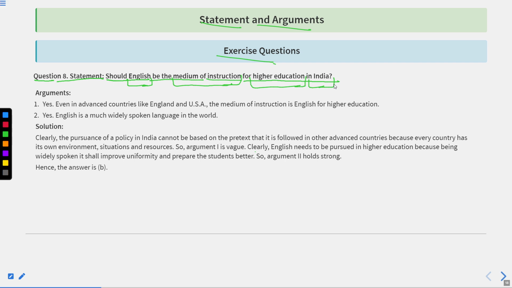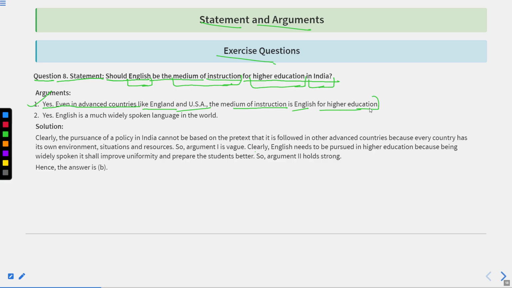The options, the arguments that have been provided. The first argument says, yes, even in advanced countries like England and USA, the medium of instruction is English for higher education.